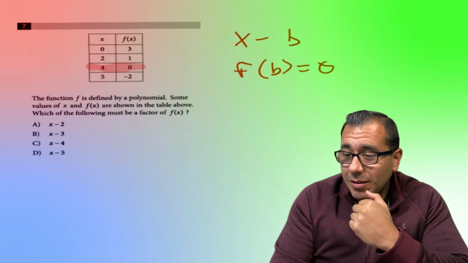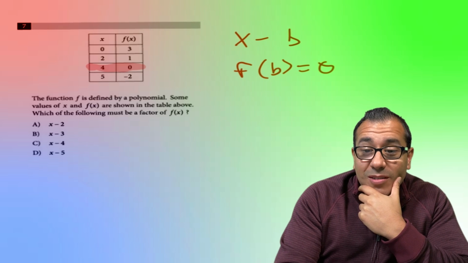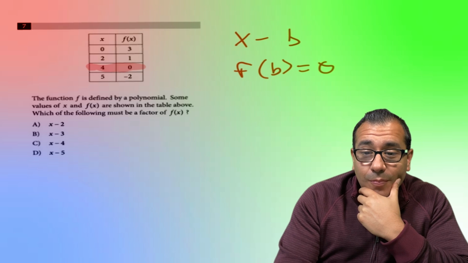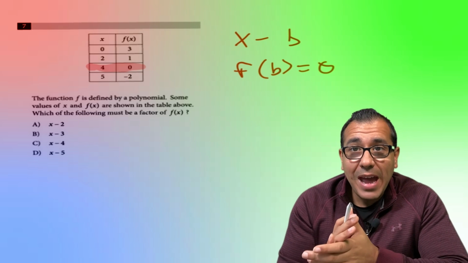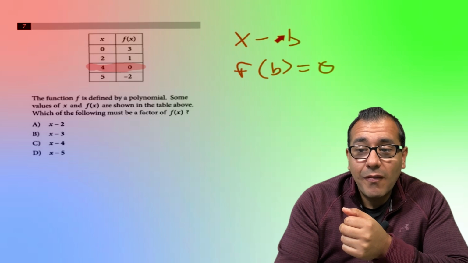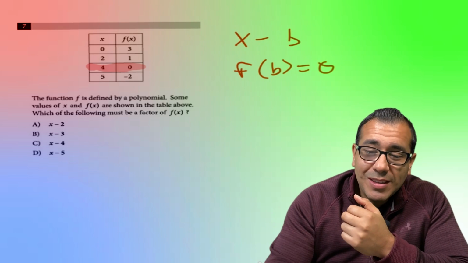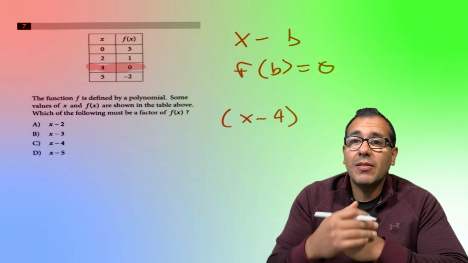Here, it just so happens that this b is 4, because they're telling us when you plug in 4, you get an output of 0. So what that says is one of my factors must be x minus, in this case, 4. So using that theorem, x minus 4 is one of your factors.